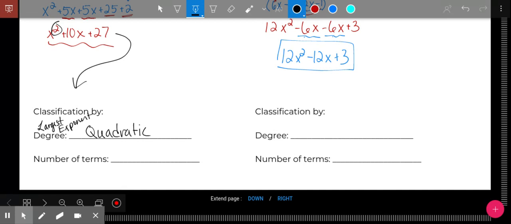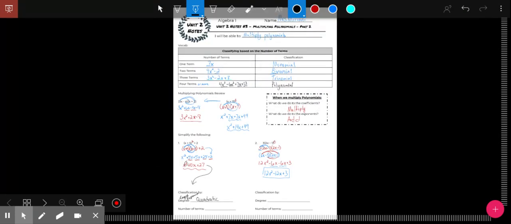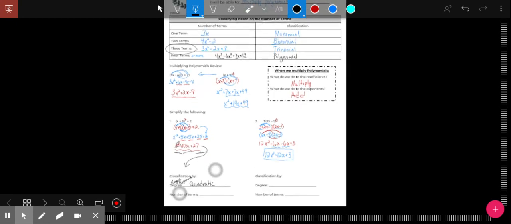Then by the number of terms, that's looking at this table up here. So if we look at this as 1, 2, 3 terms, so 3 terms is going to be a trinomial.